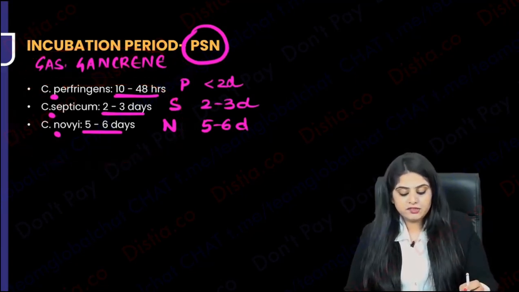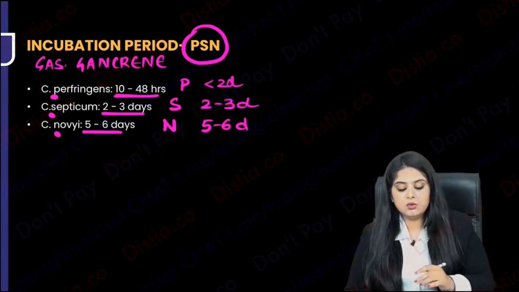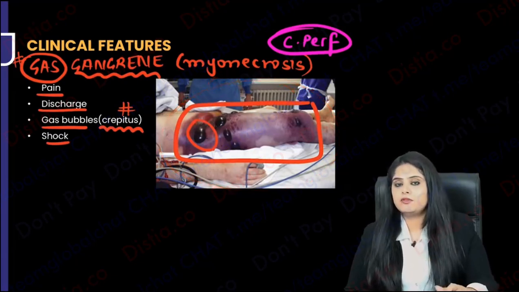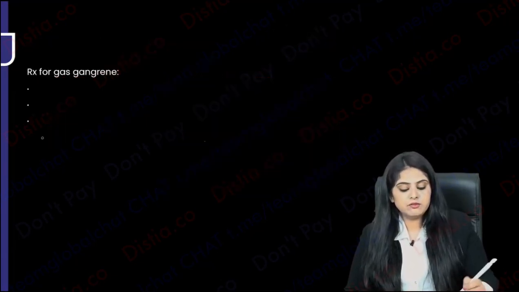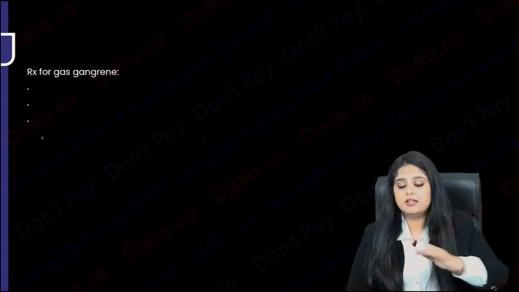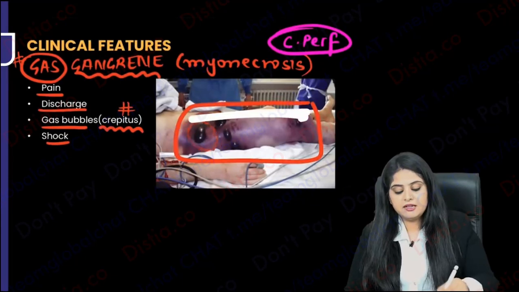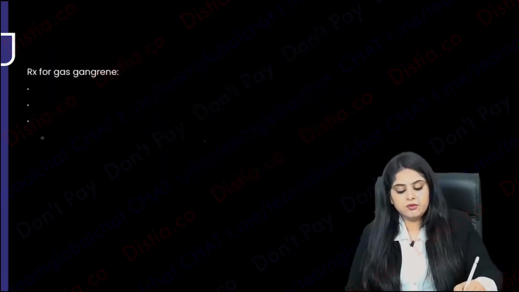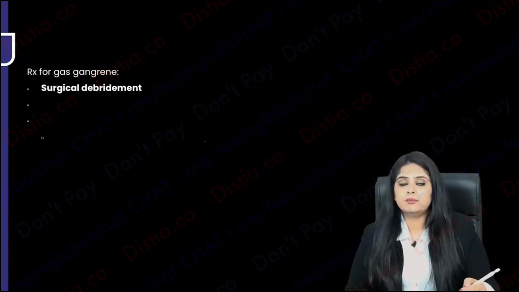Okay, so now you will obviously ask me the next question: gas gangrene has happened, ma'am, this is how my patient is looking. Can you tell me the treatment part of it? Of course. What are you going to do? First and foremost, you need to understand there's a lot of dead muscle, dead stuff here, debridement. Surgically, you will have to remove it. So the first thing will always be surgical debridement.